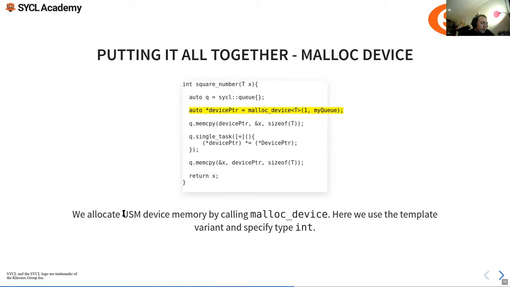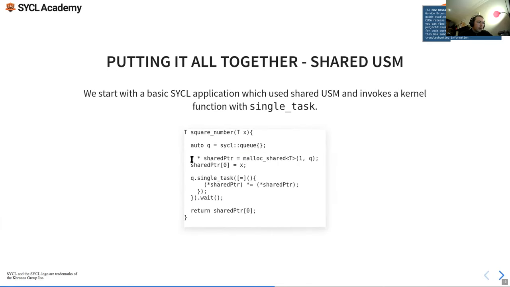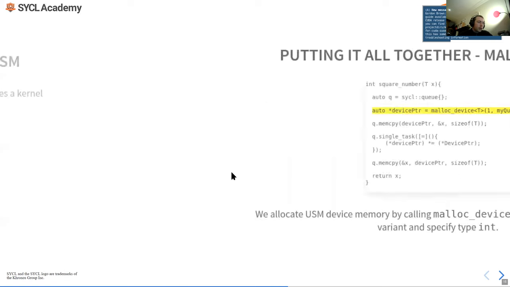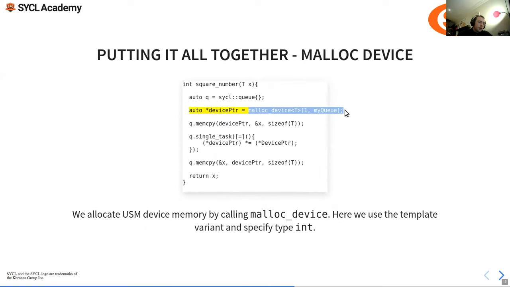Okay, so we allocate USM device memory by calling malloc device. So this is a little bit more involved. Instead of just calling malloc shared and letting the API do all the work with pointers for you, we're going to explicitly malloc on device, which means that we need to mem copy as well. Anytime we want to do anything on device, we're mem copying to the device pointer whatever's in X, and then just size of T. We're going to square it, and then you need to mem copy it back.